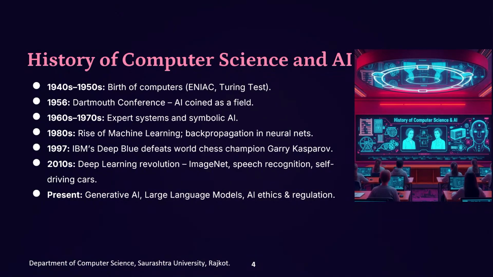And due to that, we are today talking about generative AI, large language models, and AI ethics. So large language models and generative AI require huge processing power, and this has become possible because of the high processing power computers available in the market.